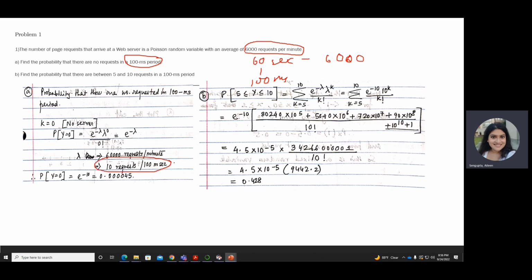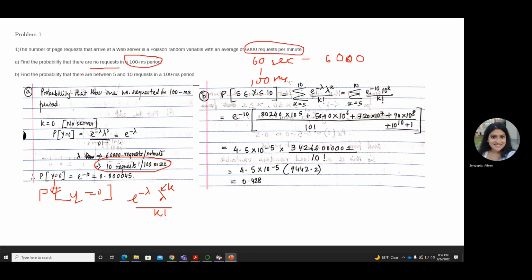So I did not come up abruptly with this number. This is the calculation behind it. Well, you already know that this is P of y equal to zero. Why? Because no request. How do you represent no request, or zero requests? We just put P of y equal to zero, or x equal to zero, whichever your random variable is. Then, if it is zero, you're left with just the exponential part. The formula is e to the power of minus lambda, lambda to the power of k, divided by k factorial. I'm sorry, k is zero, not lambda. I make this mistake every time.